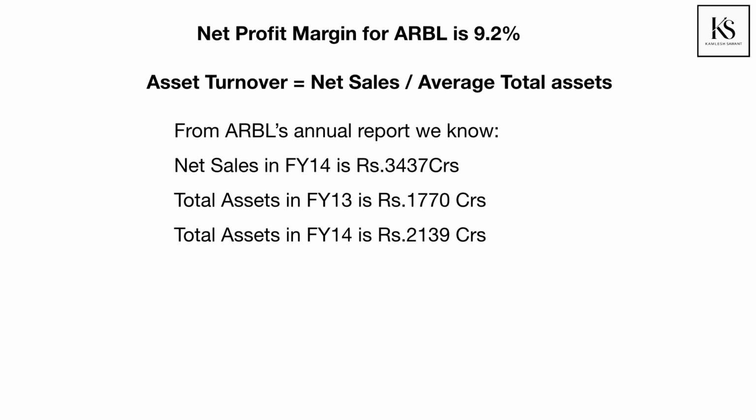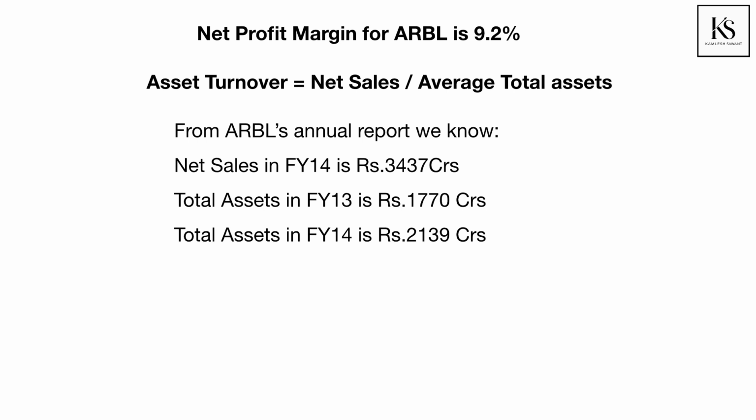Should I consider the asset value at the beginning of the year or the asset value at the end of the year? To avoid confusion, the practice is to take average of the asset value for the two financial years. Do remember this technique of averaging line items as we will be using this across other ratios as well. From ARBL's annual report, we know net sales in FY14 is 3437 crores.